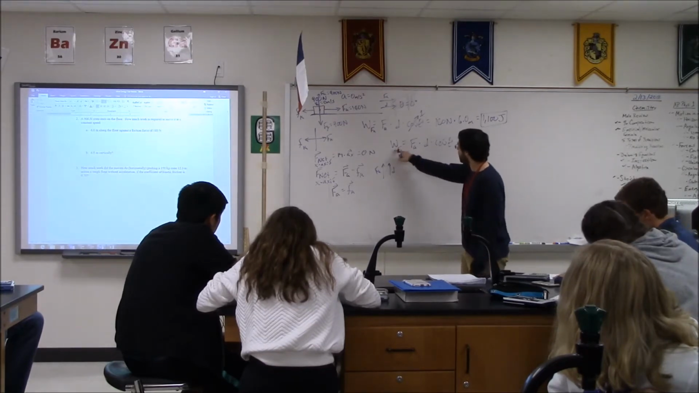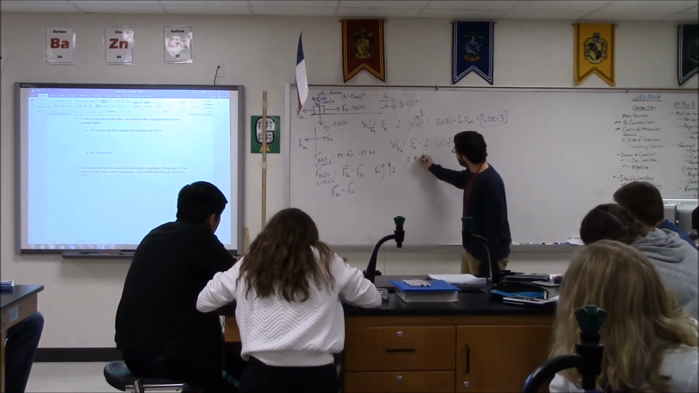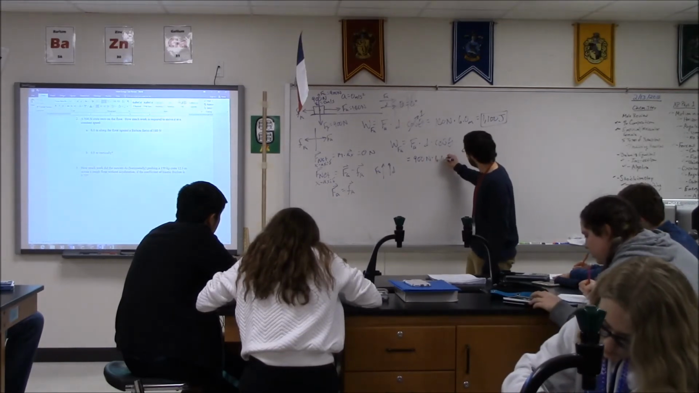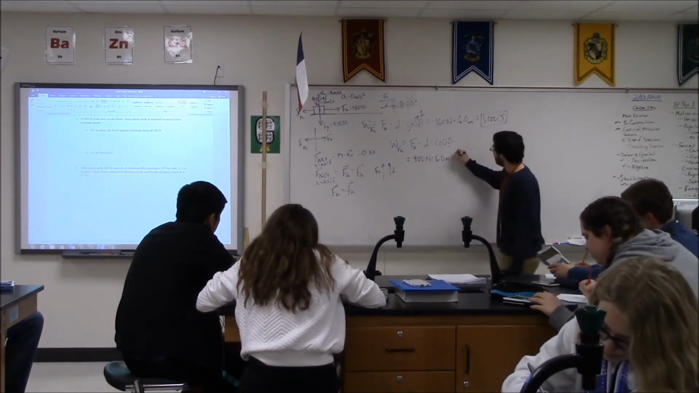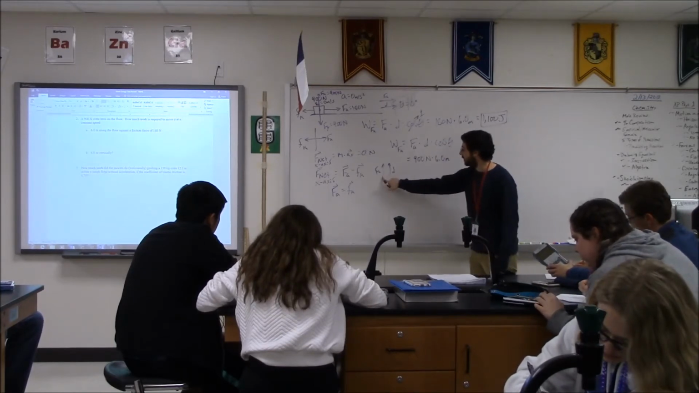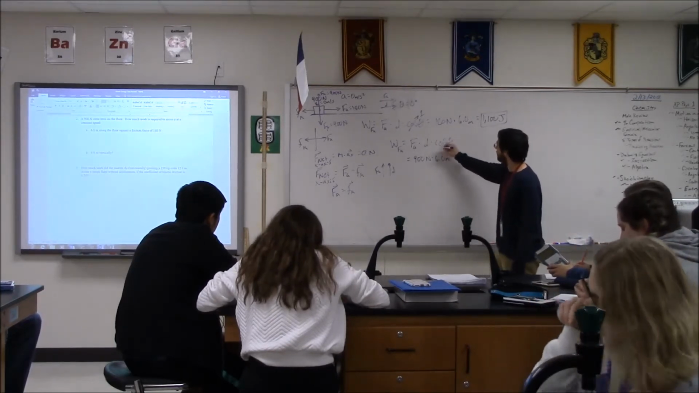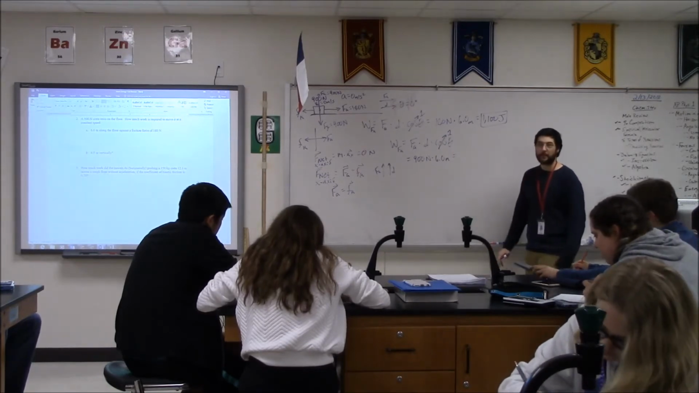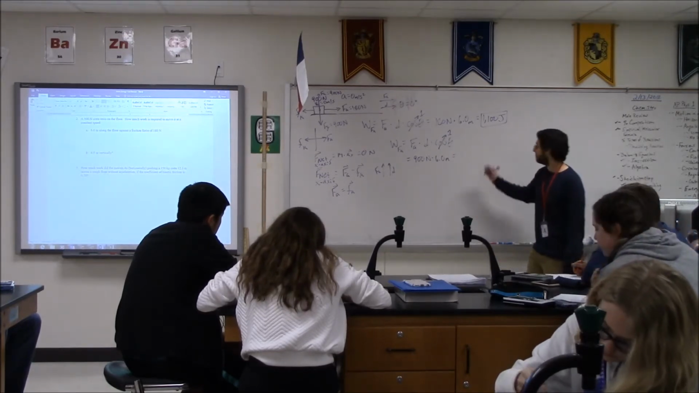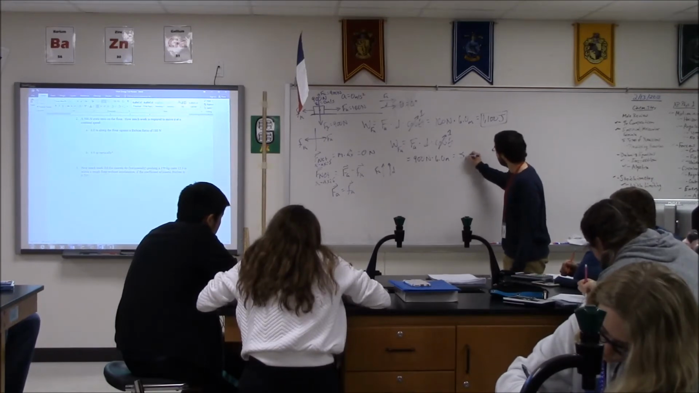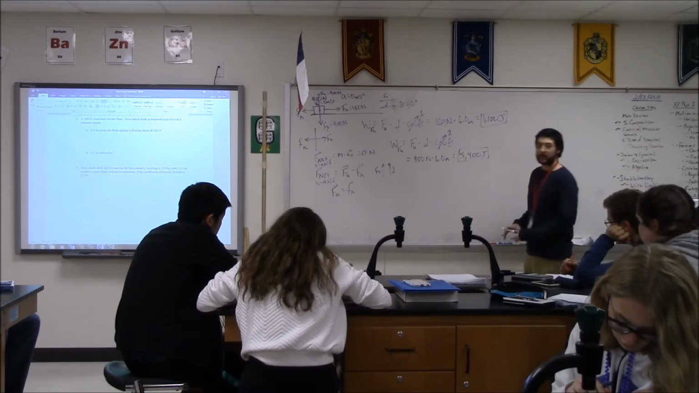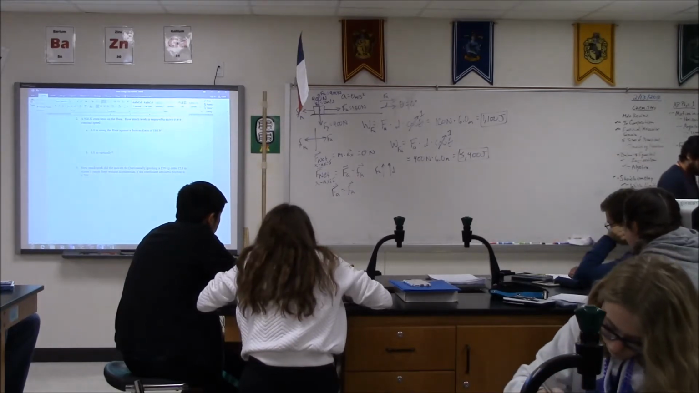So the work done then is 900 Newtons times 6 meters vertically. And then what's the angle here? 0, so that goes to 1 again. So what do we get this time? 5,400 joules. Everybody agree with that?